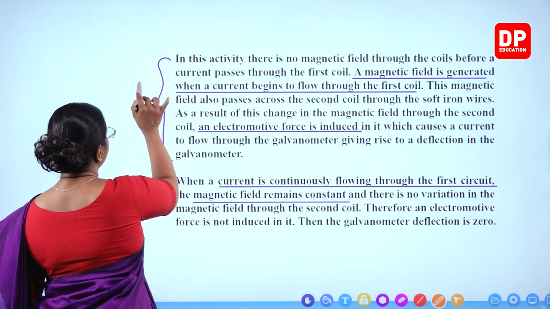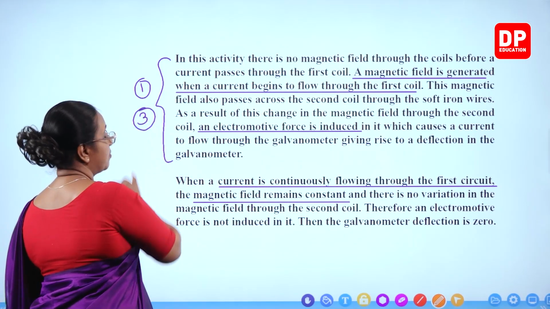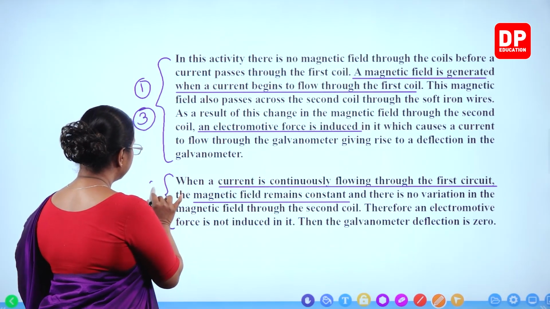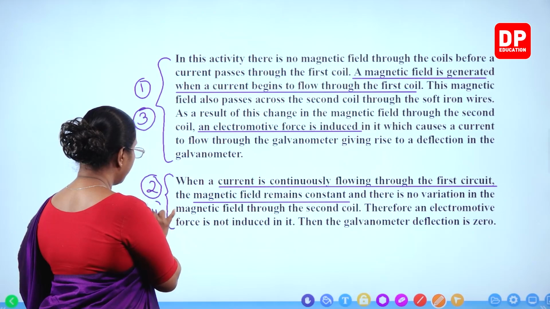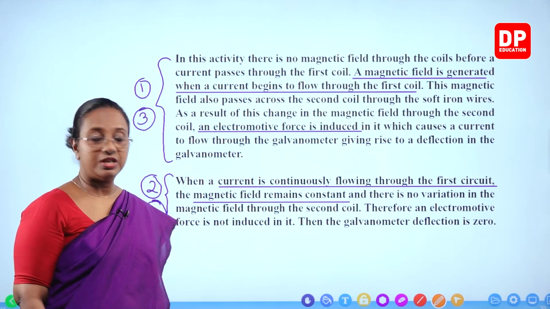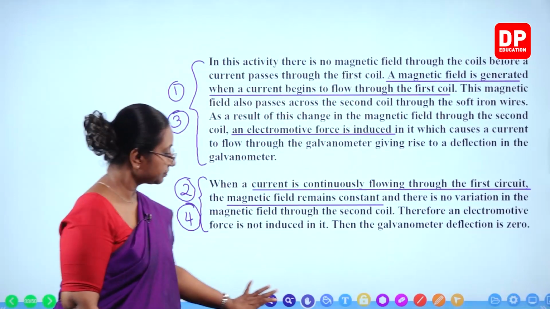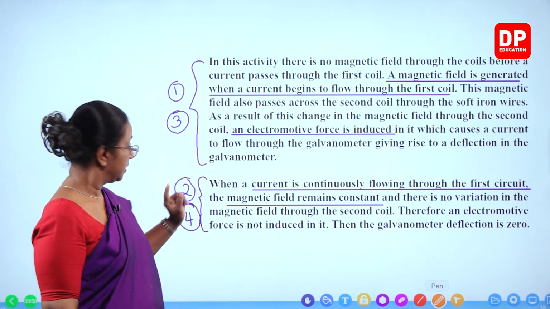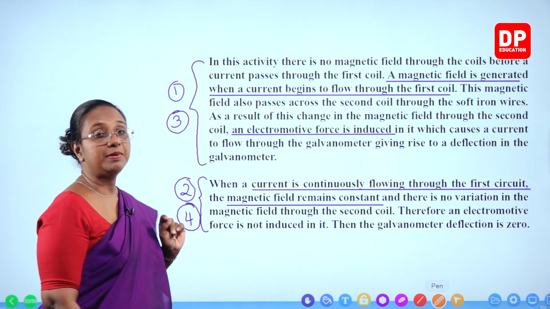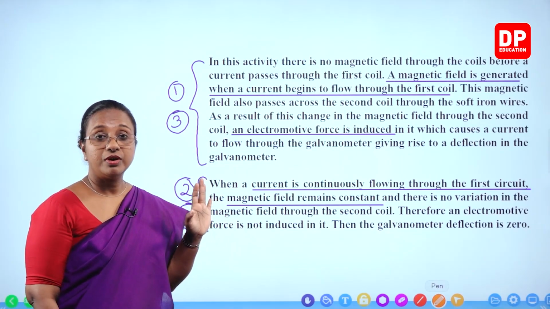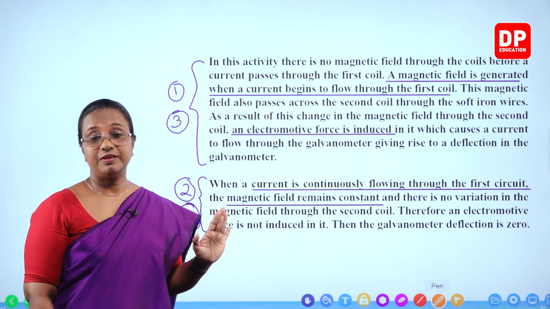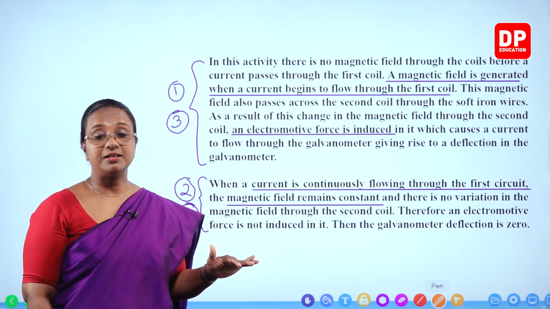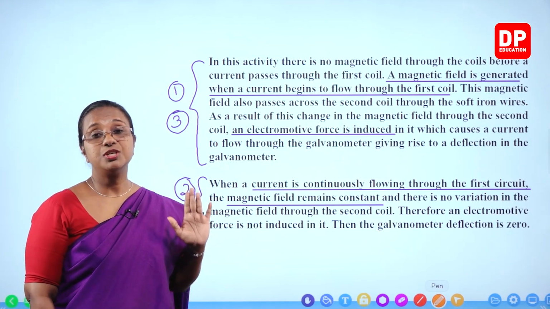Now here, this is what you saw in the first observation. And the third observation, as you switch on and switch off. But when you have it turned on continuously or turned off continuously, then there is no deflection in the galvanometer. So those are the explanations: as you turn on, as you turn off, keep it turned on continuously, keep it turned off continuously. When there is a change in the magnetic field, there is an induced current. When there is no change in the magnetic field, there is no induced current.